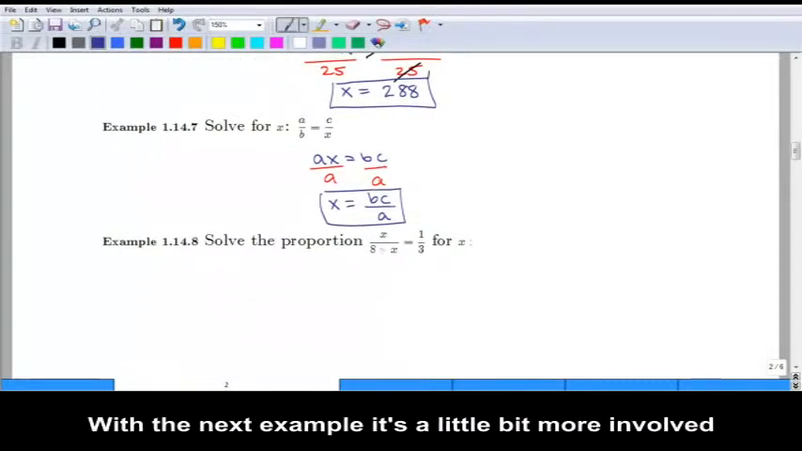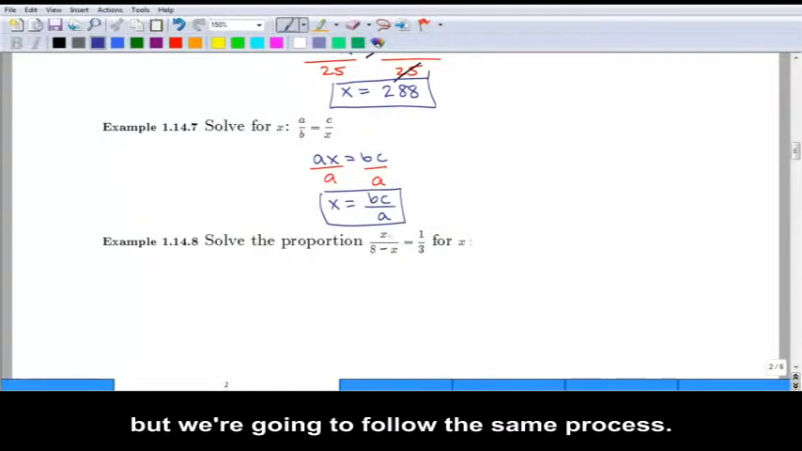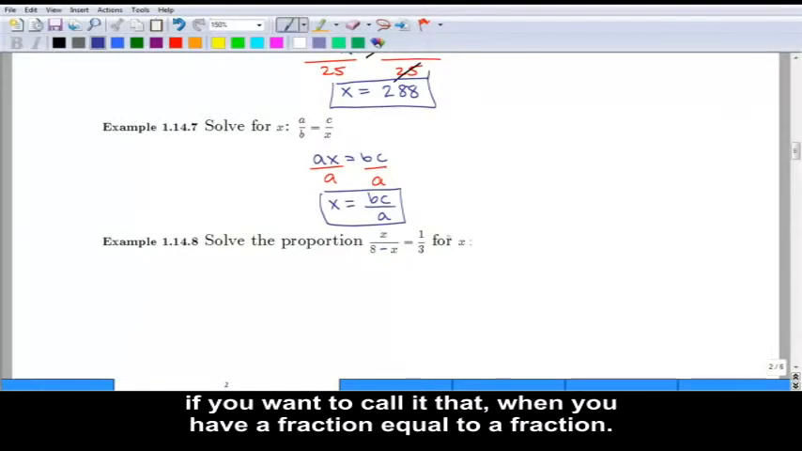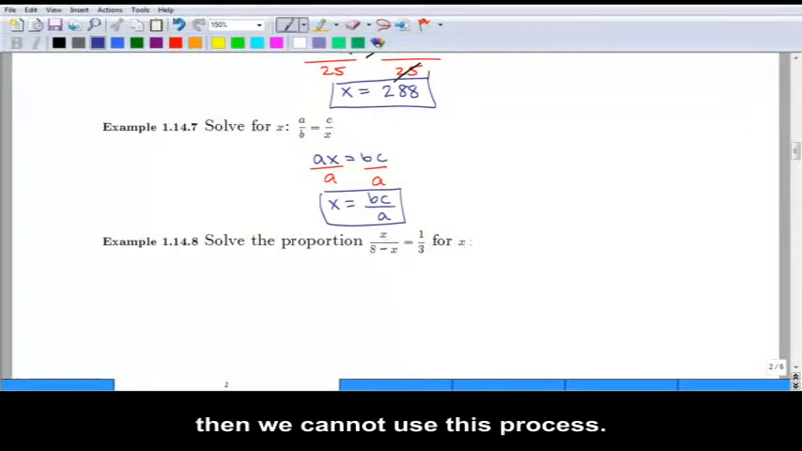With the next example, it's a little bit more involved just because our denominator here is a little bit more involved, but we're going to follow the same process. One thing to keep in mind with this is we can only cross multiply, if you want to call it that, when you have a fraction equal to a fraction. If you have anything else involved in here that's in addition to the fraction, then we cannot use this process. We need to simplify first.